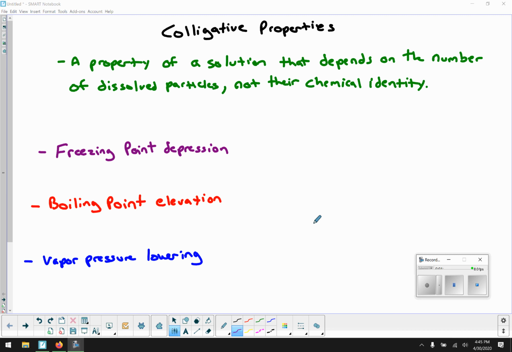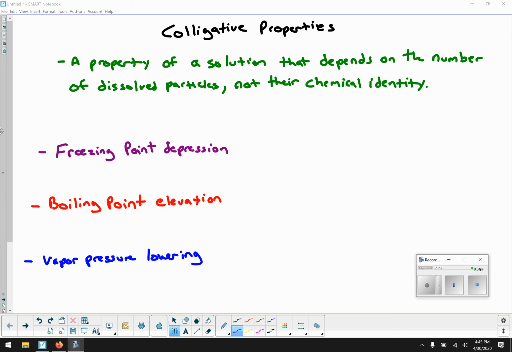The second property is boiling point elevation. If you dissolve something in water, that water's boiling point is elevated. At standard pressure, it's elevated above the 100 degrees Celsius it would normally be.